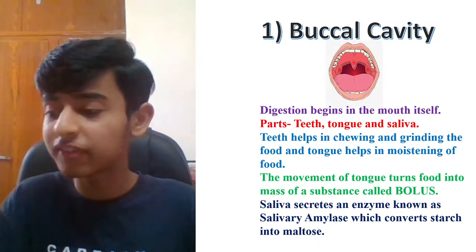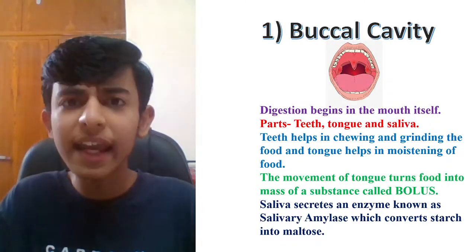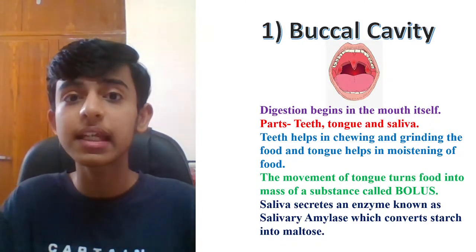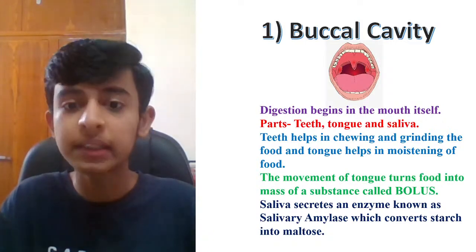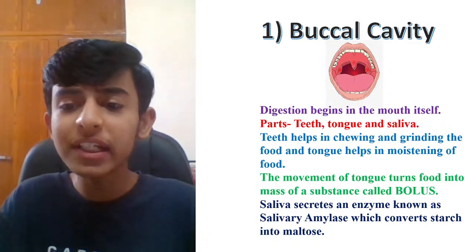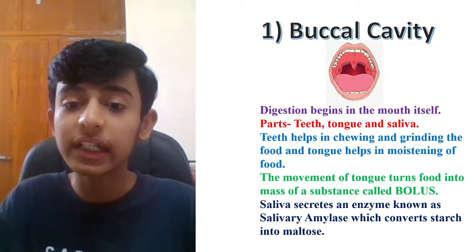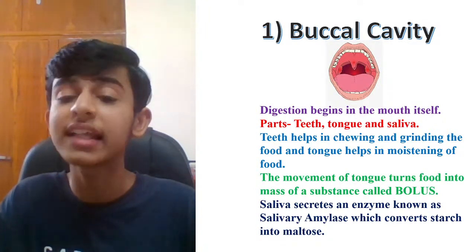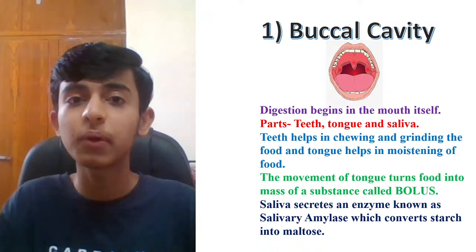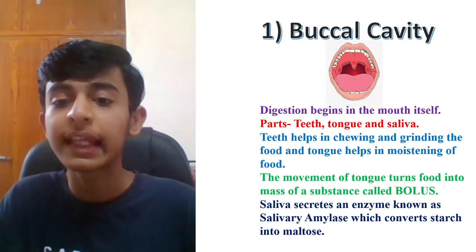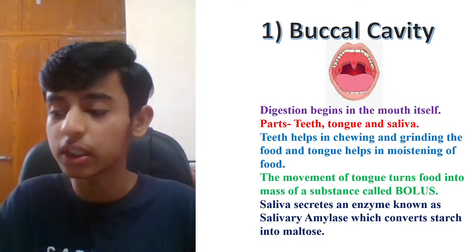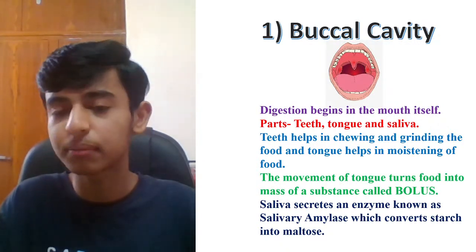Then the tongue helps in moistening the food, making it wet. The movement of the tongue turns the food into a mass of a substance called bolus. So what is bolus? It is the movement of the tongue that converts the food into a substance known as bolus.